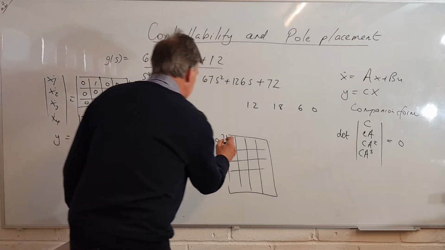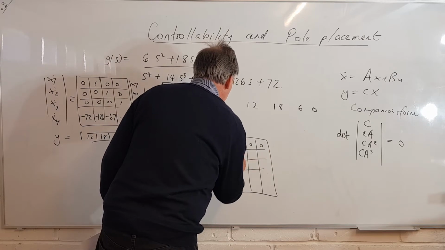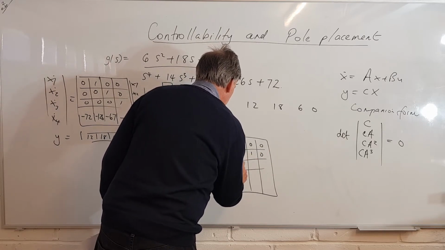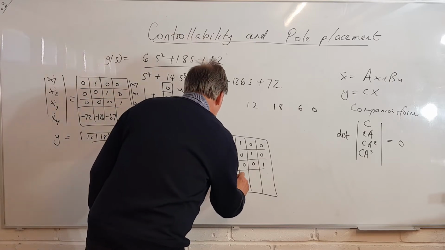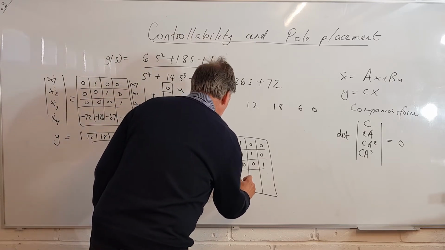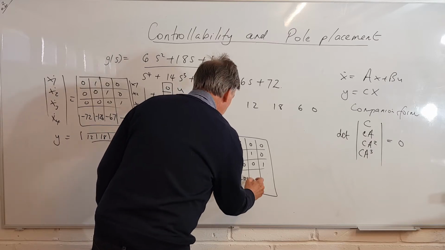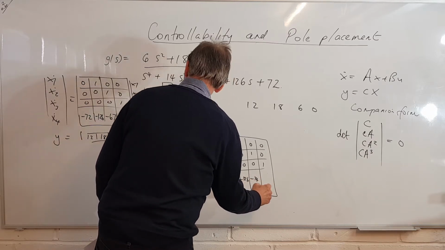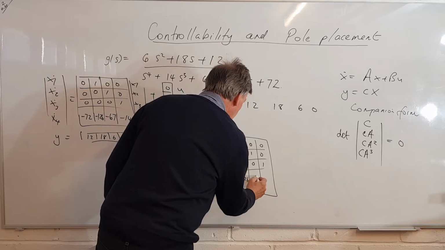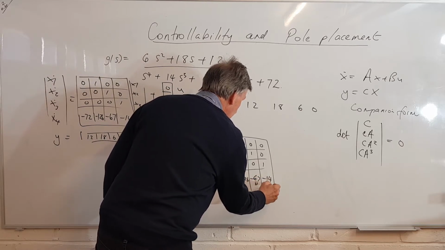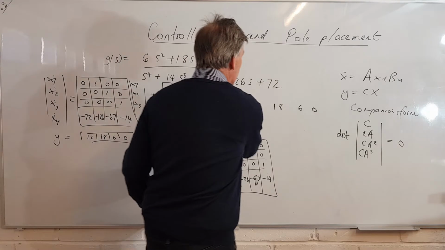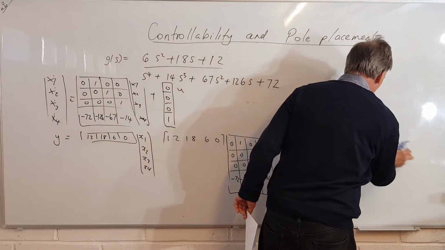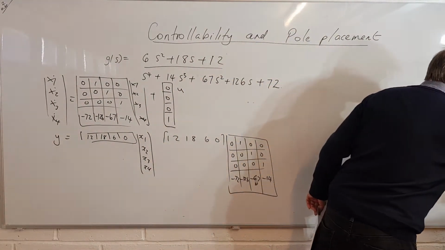Which is going to be 0, 1, 0, 0, 0, 0, 1, 0, 0, 0, 0, 1, minus 72, minus 126, minus 14, sorry, minus 67 even, minus 67 and minus 14. Now, we just need a bit of space for this, so I'm going to rub this bit out here and generate ourselves a bit of space.